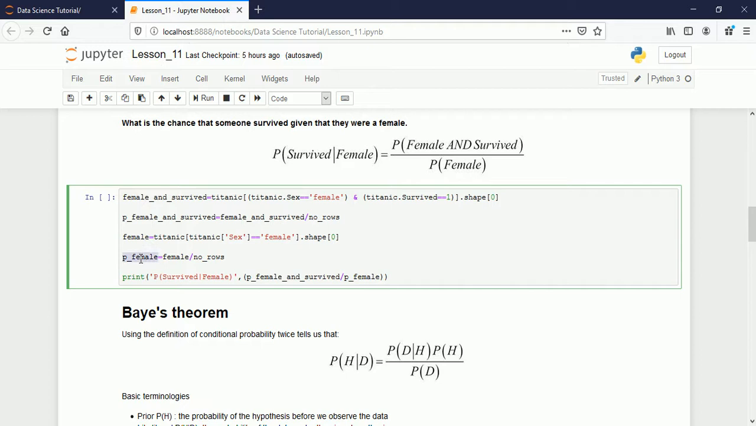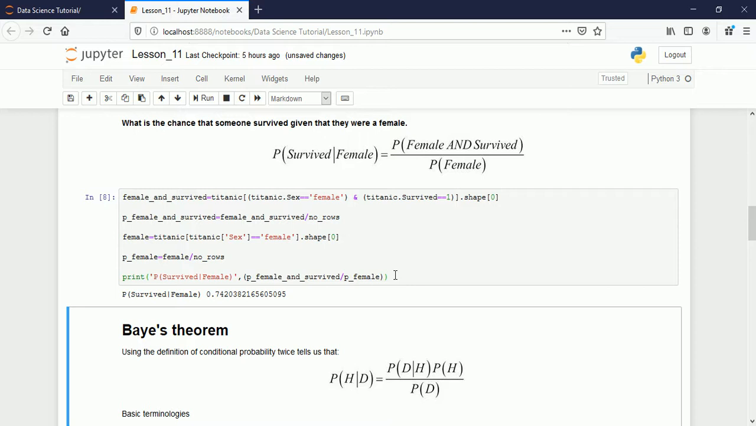Now we want to find the probability of that: female divided by number of rows. Now we found the probability of female survived and the probability of female. You divide them: probability of female survived divided by probability of female, and that gives us the percentage. Probability of survived given female is equal to how much? 74%.